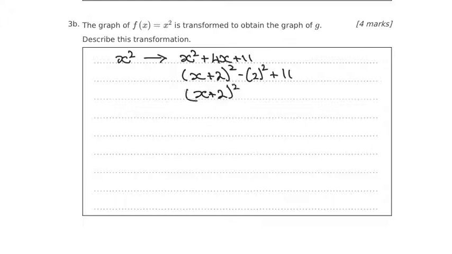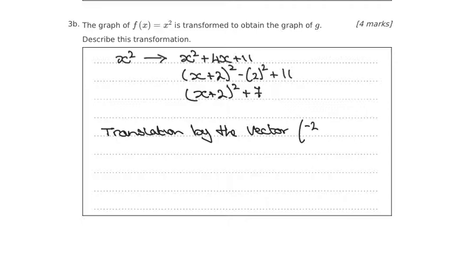So we get x plus 2 all squared plus 7. That means there has been a translation by the vector minus 2, 7, or 2 spaces to the left, 7 spaces up.